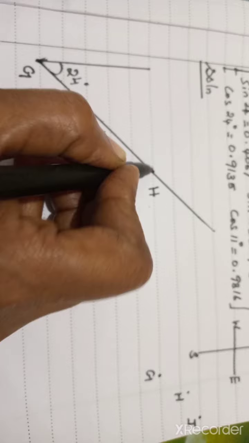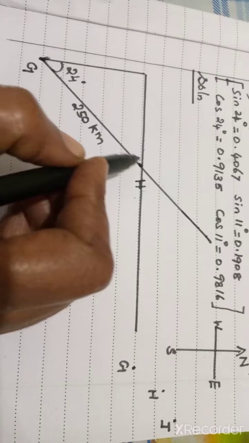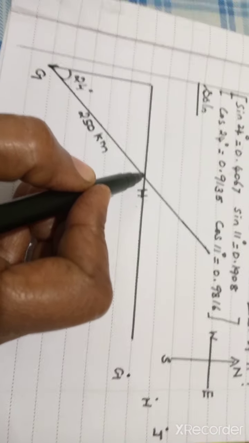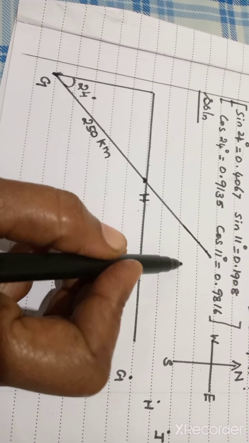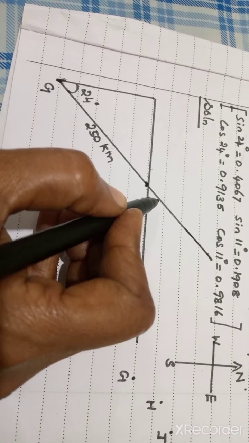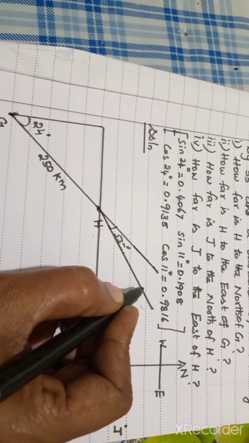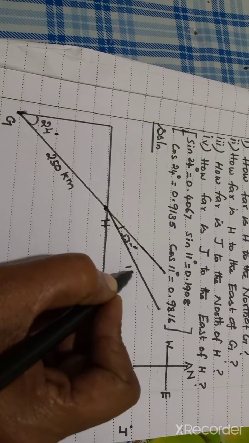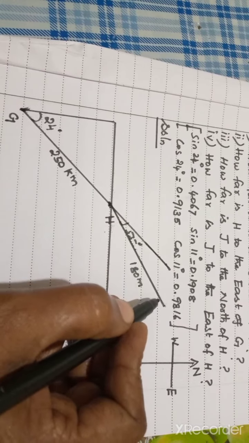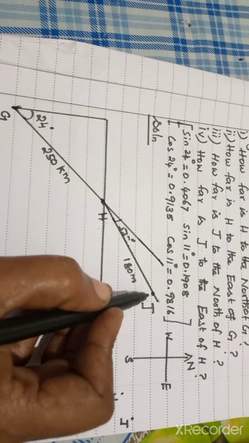Through this H, let us draw the horizontal line. After 250 km, it reaches the point H and again it turns 55 degrees. From H it turns 55 degrees and travels 180 kilometers, and it reaches the point J. Let us take it as J. So let us join this.